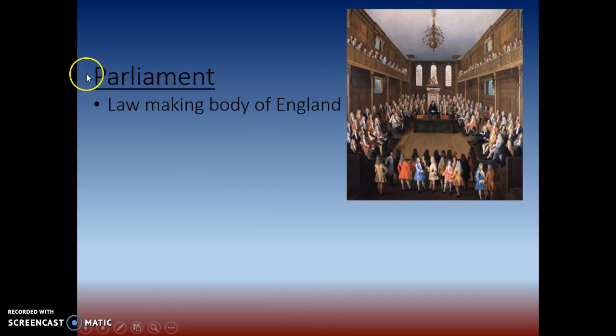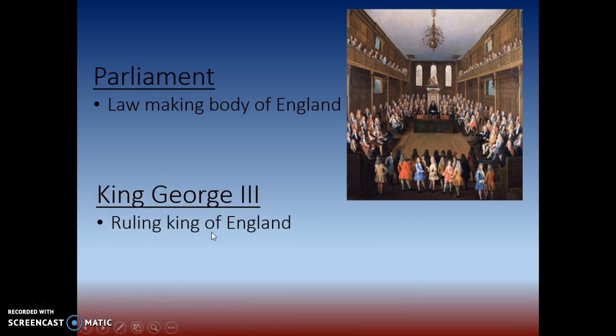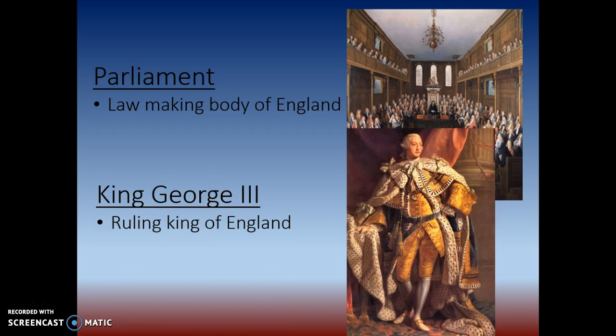Now let's talk about 2 key players. We have the Parliament, who is the lawmaking body in England. They're the ones who have representatives from all over England, except for the colonies, and they are looking at legislation, and they're making laws and passing bills about taxes and generally looking out for the welfare of England, much like our Congress does in the United States. The other key player is King George III. He is the ruling king of England during the time of the American Revolution. Both of these guys work together as one. The king doesn't have any more power than Parliament, and vice versa.